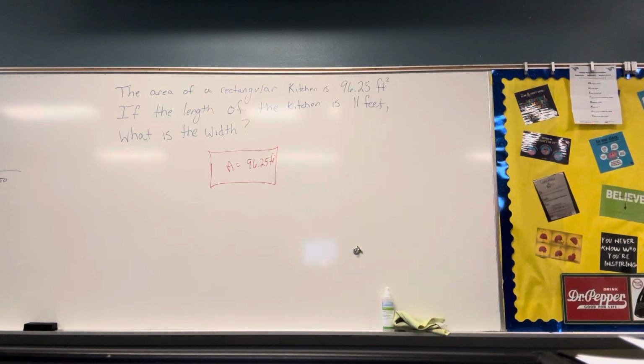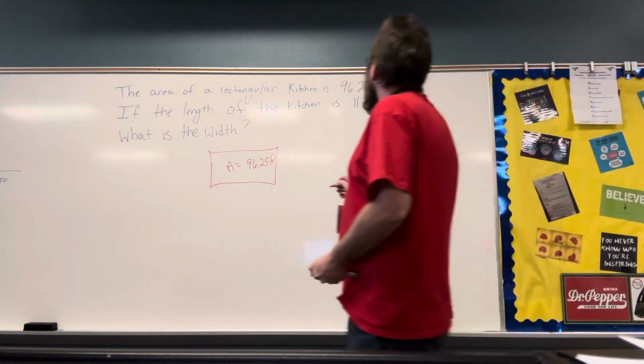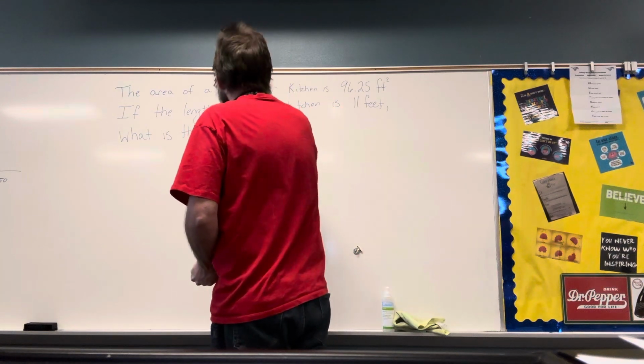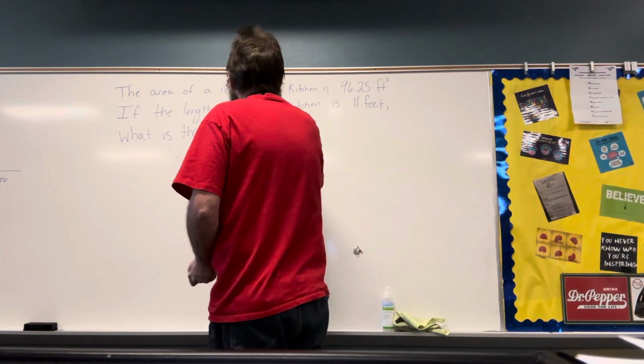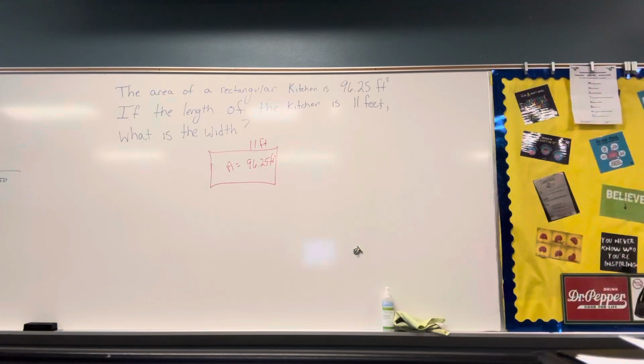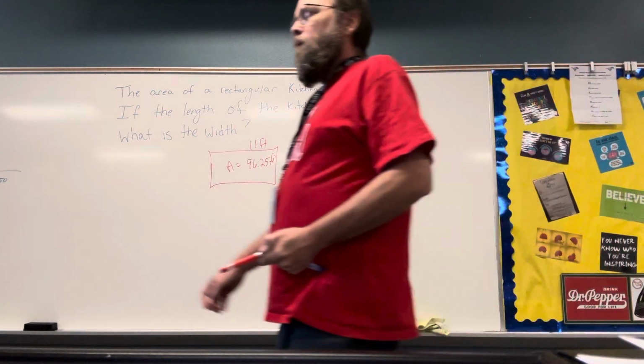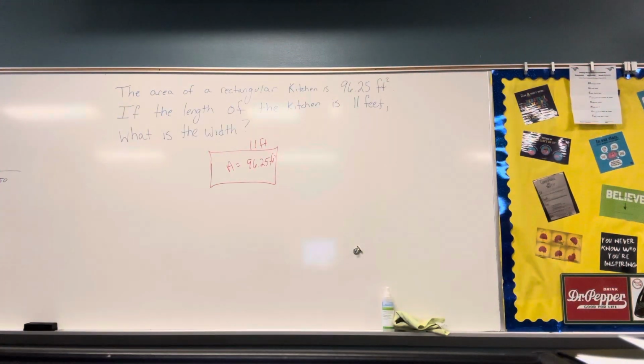We know the length equals, the length of the kitchen is 11 feet. So the first thing we do, if it gives us a shape, we draw it. If it's not drawn, we draw it.